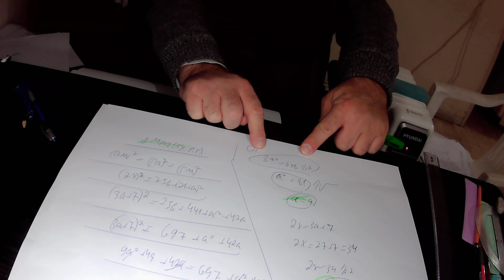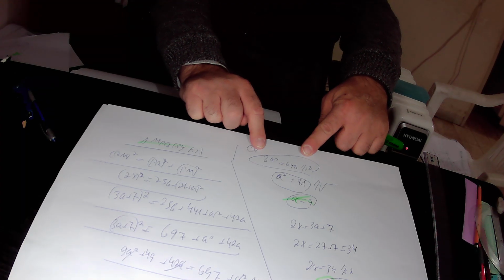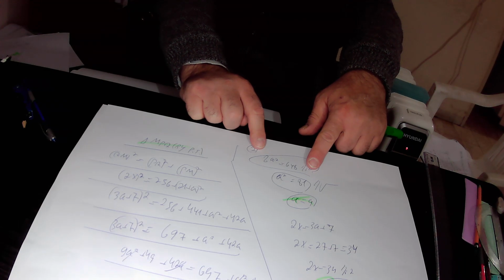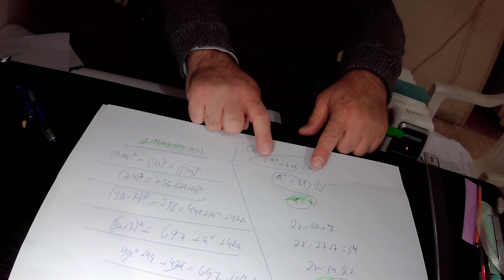Here we divide this equation by 8 and we find out that a squared equals 648 over 8, which is 81. So a squared equals 81. Here we take the square root of both sides and we find out that a equals the square root of 81, that is 9.